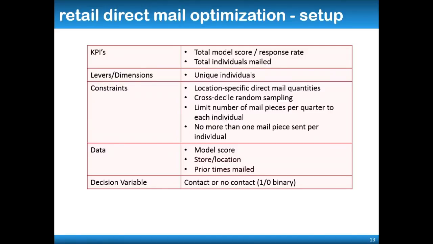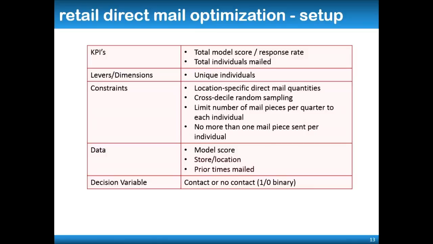And so the combination of model score, which is a prediction of response rate, really go hand in hand here. This is an interesting and different problem compared to the sales rep optimization and the banner ad optimization, because in this case, the levers or dimensions really are the unique individuals. In other words, the decisions we're making are at the level of an individual or an individual household. Do we target or not target that individual? And you can see the decision variable there is a 1-0 binary. We're either targeting or not targeting each individual in our prospect list.